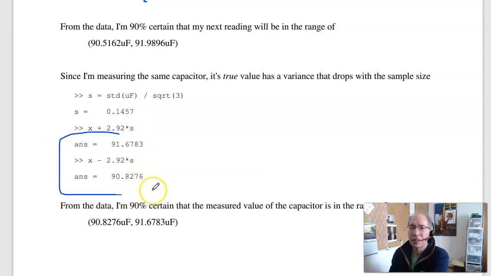This says the actual measured value, technically, is between 90.82 and 91.67. Again, it's not 100 microfarads because I haven't calibrated my capacitance meter. It's off a little bit because my sampling rate's off a little bit. But as it currently is, this is my confidence interval.